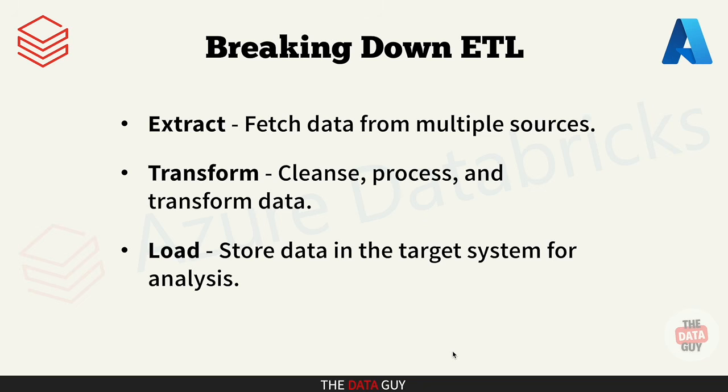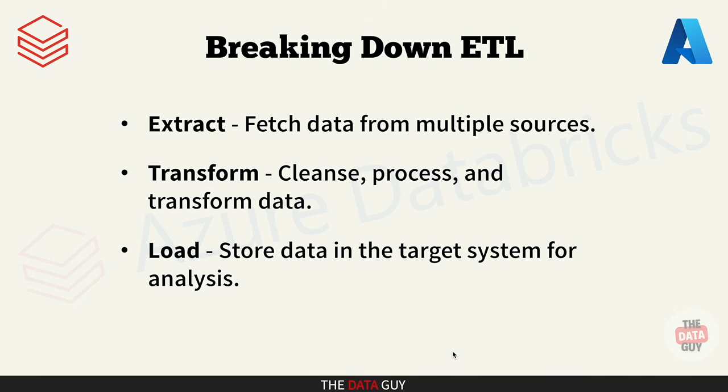Now, there are three stages in ETL: extract, transform, and load. Extract, this is the first step where we gather raw data from various sources. These sources could be anything like databases, APIs, files, or even IoT devices. For example, extracting customer transaction data from an e-commerce database. The goal is to collect data in its original unprocessed form.